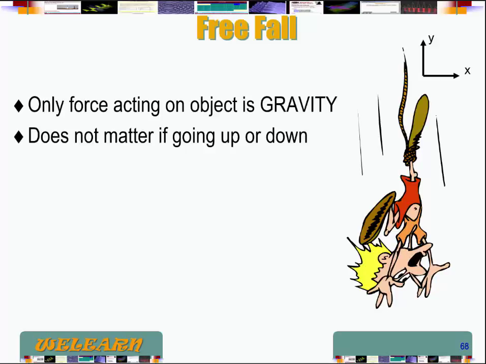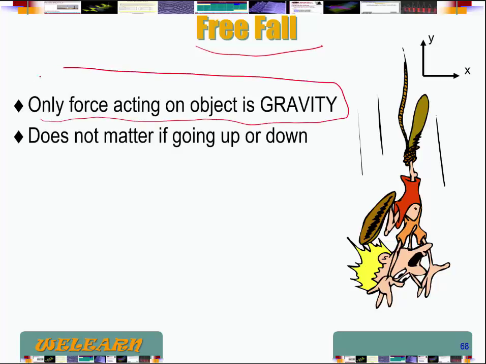One type of motion that's very important to us that we are going to discuss is what we call free fall. Okay, what do we find as free fall? It is when the only force acting on the object is gravity. The rope here is broken, nothing else but gravity. That's when we call it free fall.